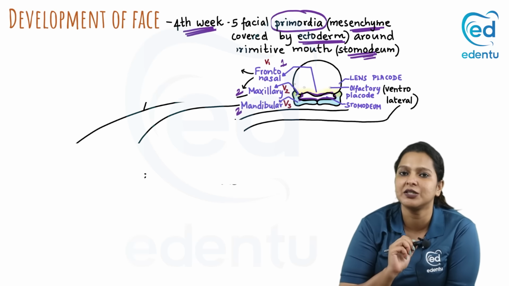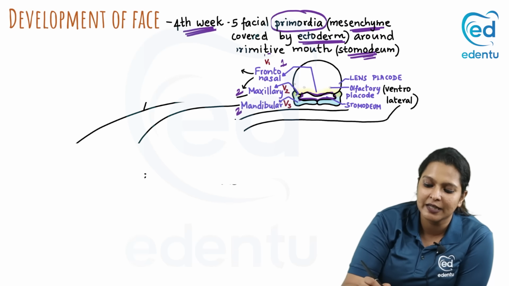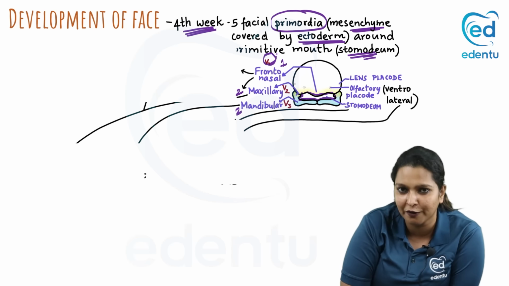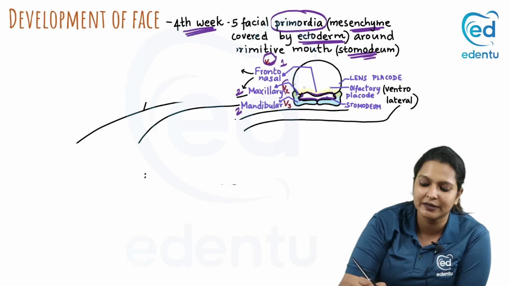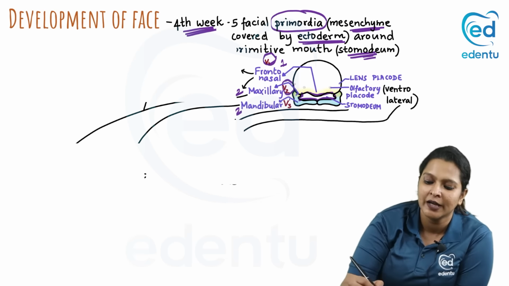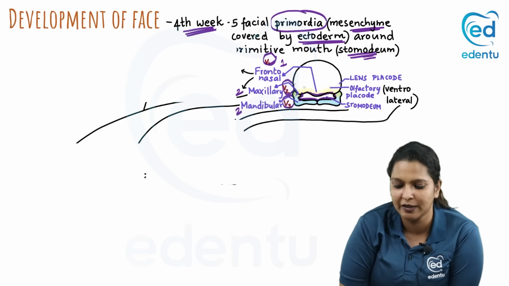One more piece of information regarding these swellings is that the frontonasal swelling is innervated by the first division of the trigeminal nerve, that is the ophthalmic division of trigeminal nerve. The maxillary swelling by the second division, that is the maxillary division of trigeminal nerve, and the mandibular swelling by the mandibular division of trigeminal nerve.